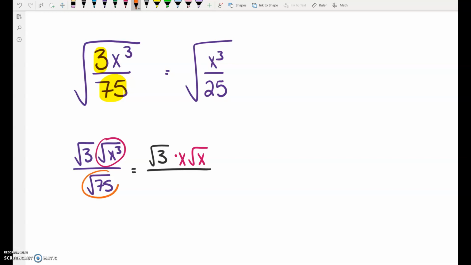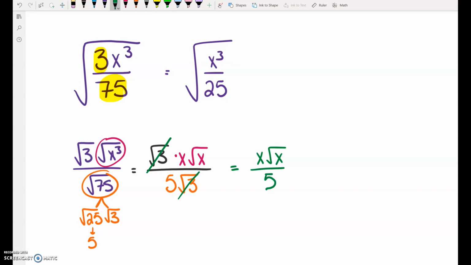On the bottom, the square root of 75. How can we split up the square root of 75? 25 and 3, and the square root of 25 is 5. So we have 5 times the square root of 3 on the bottom. Do you see anything interesting on the top that matches anything on the bottom? The square root of 3 on the top will cancel out the square root of 3 on the bottom, leaving us with a final answer of x square root of x over 5.